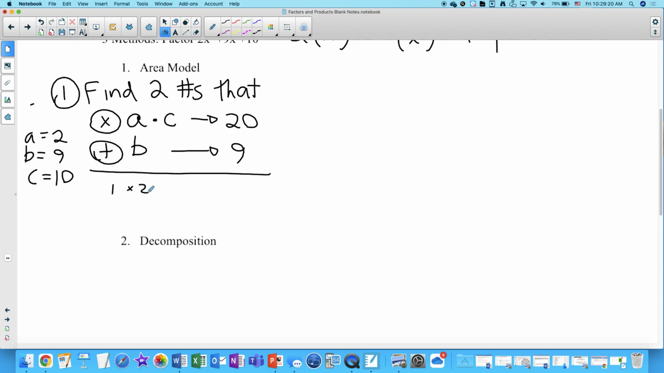We could do 2. 2 works. 2 times 10. 3 doesn't work. 4 does work. 4 times 5. And then the next number we check is 5, but that's already on the list, so we're done.